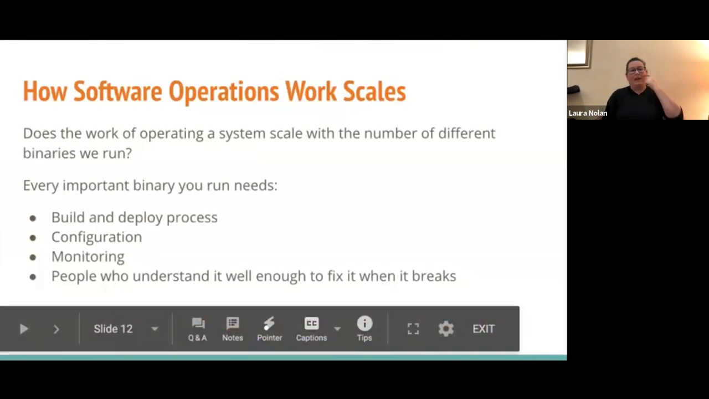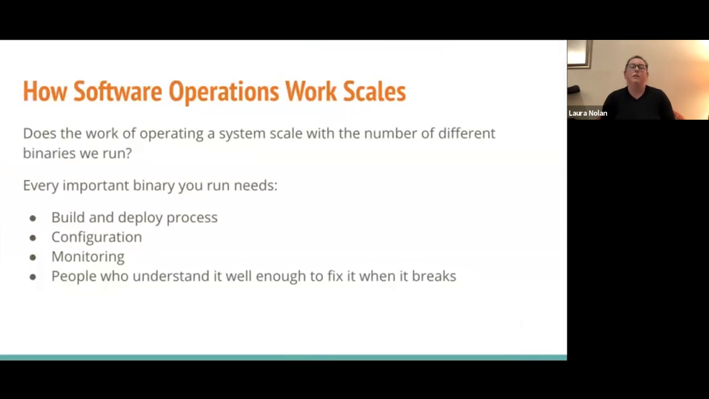So this comes to a question of how software operations work scales, because a lot of people think that software operations work scales according to the number of different jobs that you have to run, so the number of different binaries. And it does to a degree, but there's a little bit more to the story than that. It's true enough that every binary you run needs build and deploy, needs configuration, it needs monitoring, and it needs people who understand it well enough to fix it when it breaks.